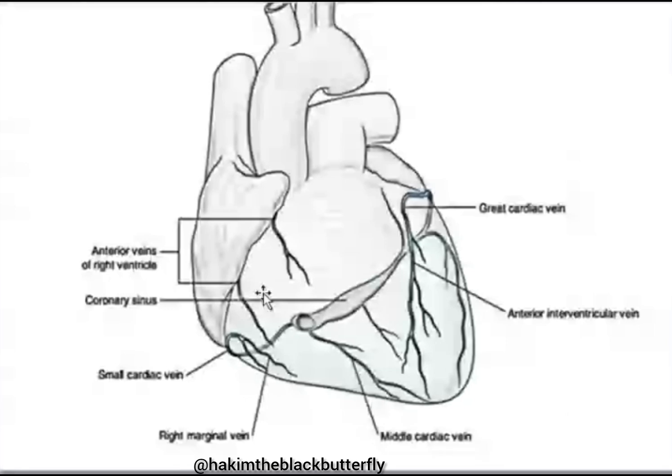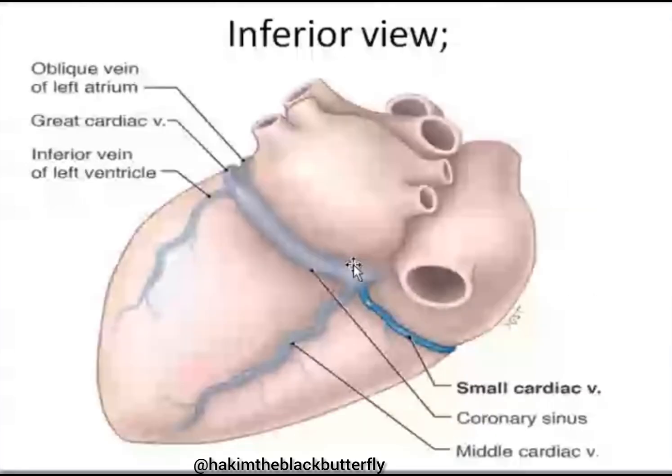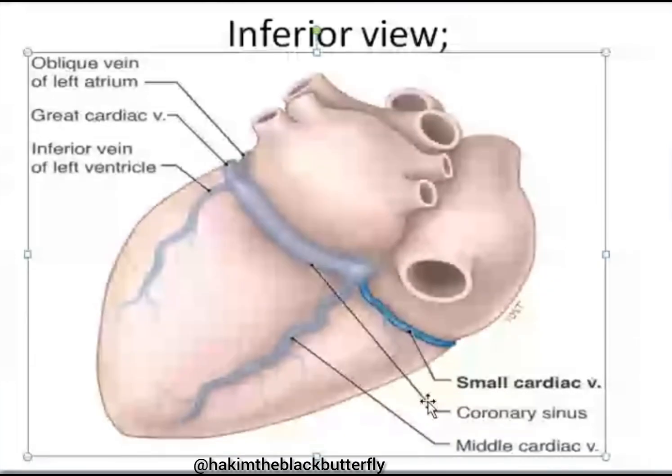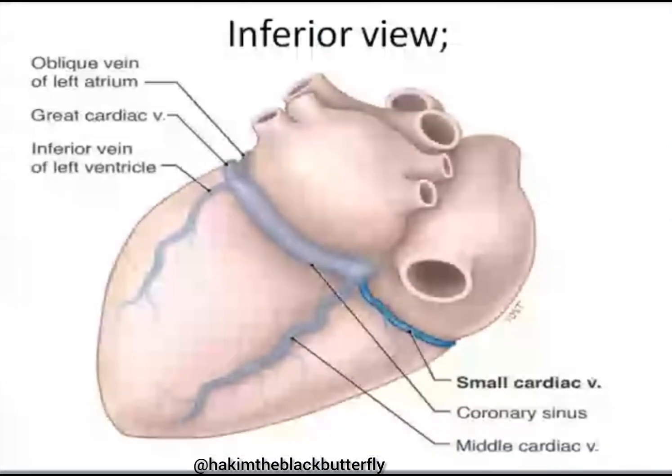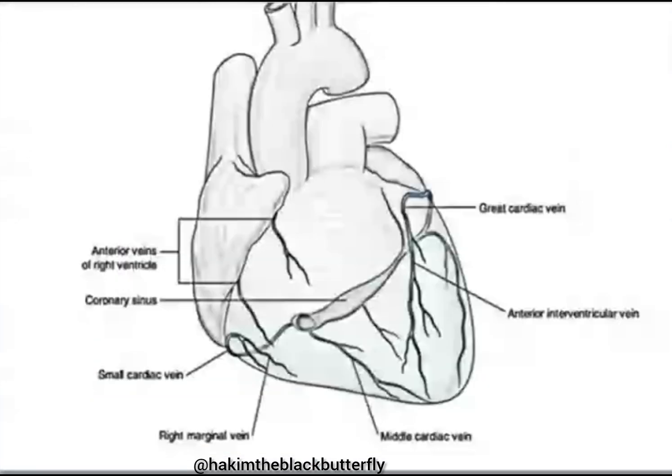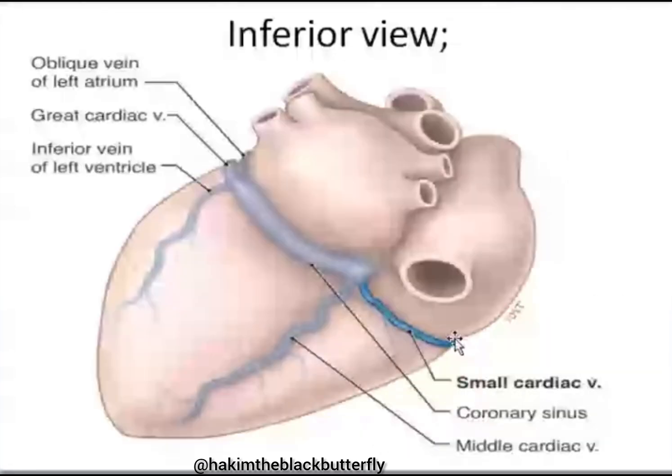So here we're looking at the inferior surface of the heart, where we have our coronary sinus. Now we have turned to the inferior surface of the heart to see this coronary sinus properly. It's a vein. So here we are seeing it receiving the small cardiac vein. Here it is receiving the middle cardiac vein.